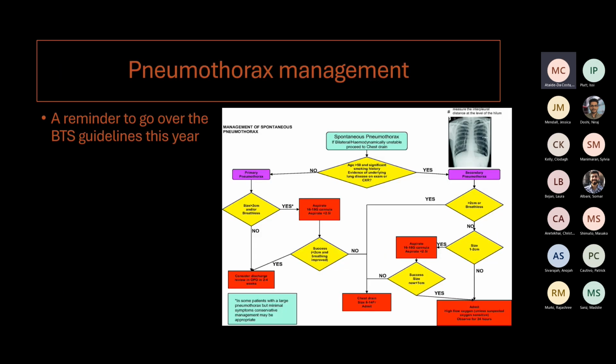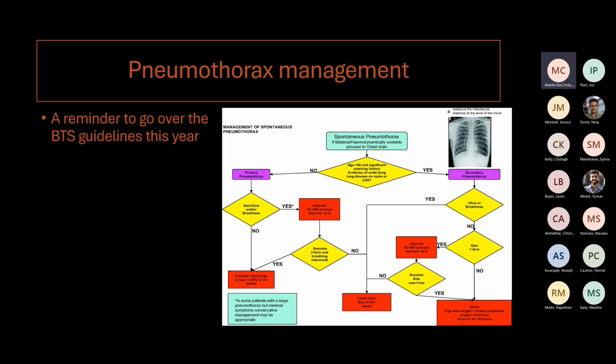Good, fine. So in terms of the pneumothorax management, just a quick reminder, this is the BTS guidelines. I would go over it. It's a very good flow chart. The main things you're looking for are whether it's a primary or secondary pneumothorax, okay? And then you're looking at the size, and depending on the size and whether they're symptomatic, you're either going to aspirate, okay?